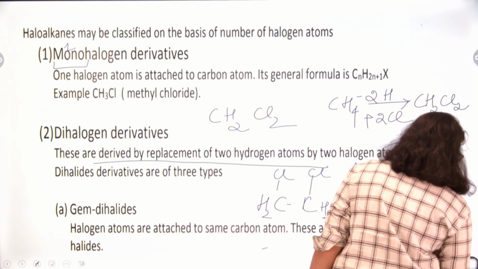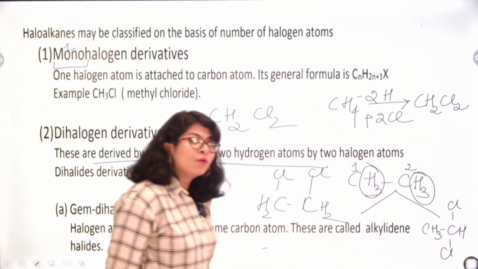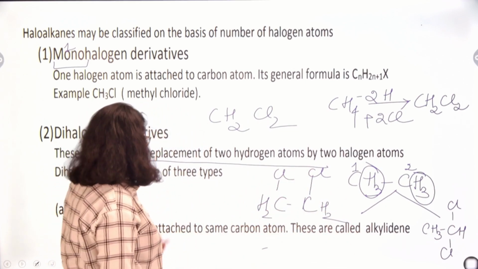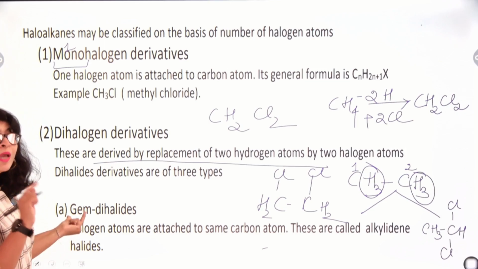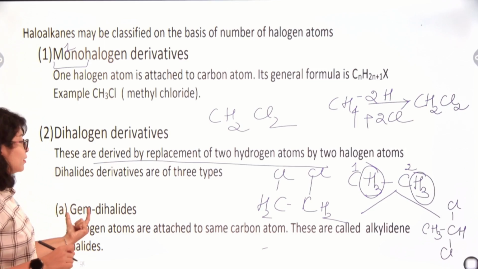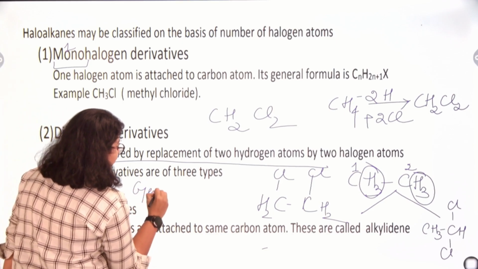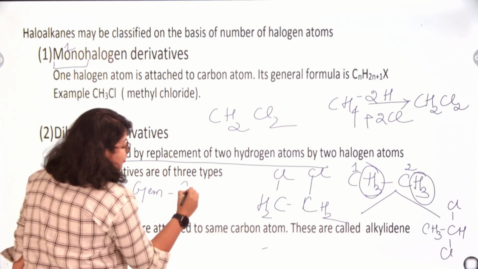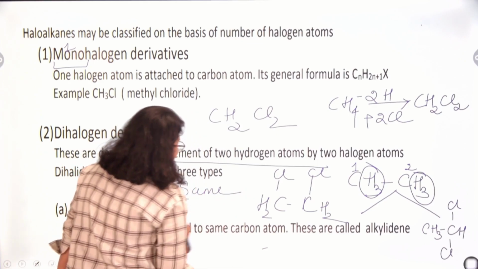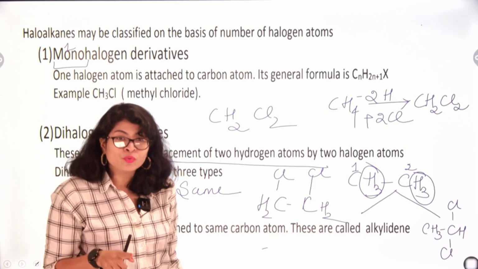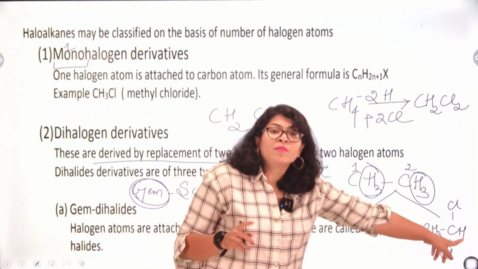I can write it like this. Now, this gives me two different classes of dihalogen derivatives. First is the geminal dihalides, which I call the gem dihalides. Somewhat, gem sounds familiar to same, right? So gem means both the halogen atoms are attached to one particular carbon atom only.